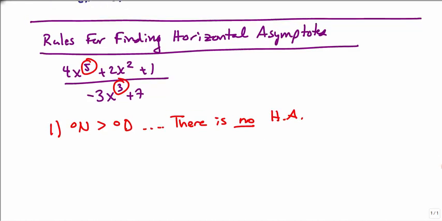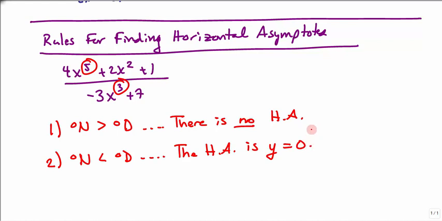Okay, let's look at another option. Option 2: if the degree in the numerator is less than the degree in the denominator, the horizontal asymptote is the equation y equals 0. In our third case, so this is case 1, let's look at case 2.